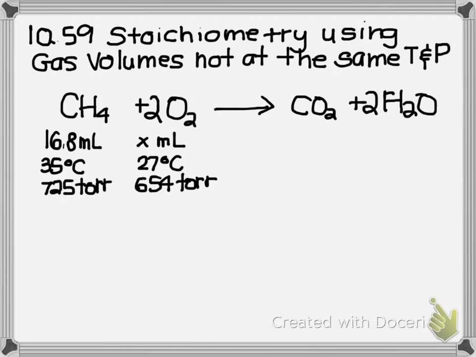This is what I mean: the two reaction components, this time two reactants, are not at the same temperature and pressure. So I simply cannot just use their 2-to-1 ratio. Here's a 2 and here's a 1; when there's no coefficient, it's 1. I know the ratio is 2-to-1, but when they're not at the same temperature and pressure, I can't simply use the ratio. So there are two ways to solve this problem.